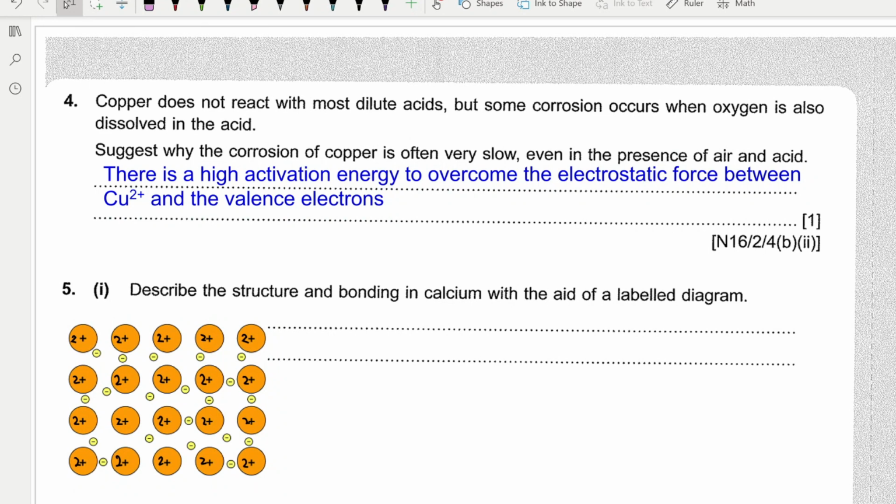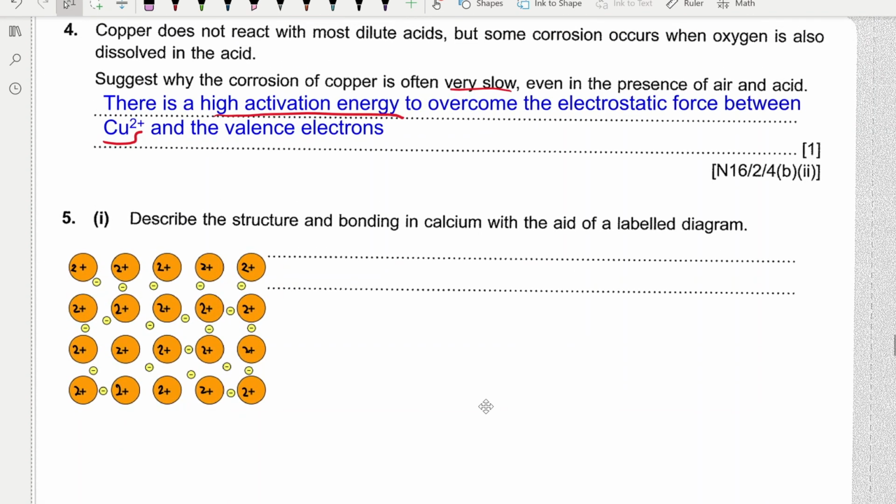Question 4. Copper does not react with most dilute acid, but some corrosion occurs when oxygen is dissolved in the acid. Suggest why the corrosion is very slow. This is because there is a very high activation energy to overcome the electrostatic force between copper 2+ and the valence electrons. The higher the ionic charge of the metal cation, the stronger the metallic bonding and the more energy required to overcome the bonding.